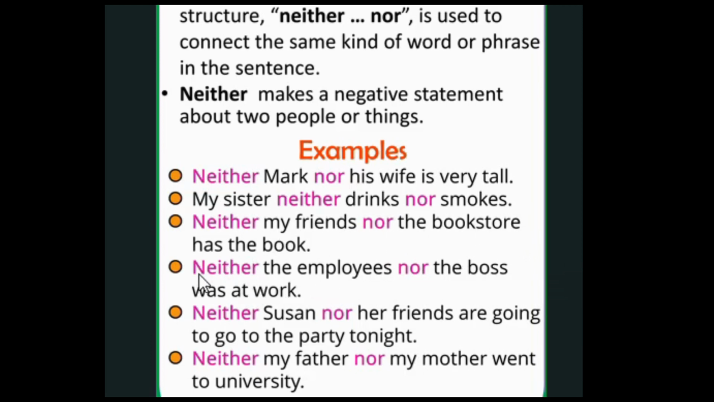Next one: neither the employees nor the boss was at work. It means the employees, the workers, were not at the workplace, and the boss was also not at the workplace. So nobody was there at work. In a simple way to say it, nobody was at the workplace. Neither the employees nor the boss was at work.